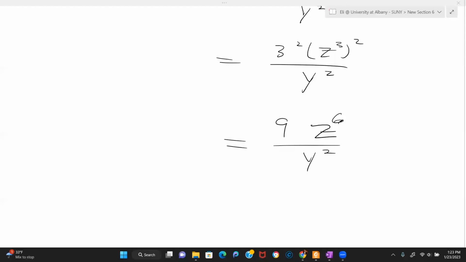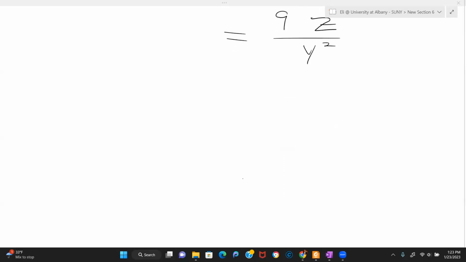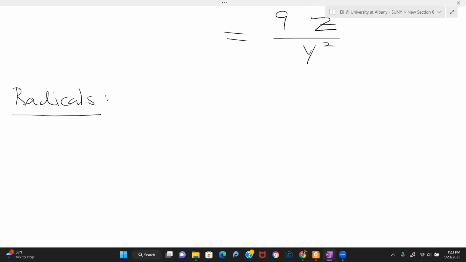All right, so the next thing we're going to look at are radicals. Okay, so radicals. Before we introduce the more general idea of a radical, let's recall what a square root means. We know that the square root of 4 equals 2 because when you square 2, you get 4.